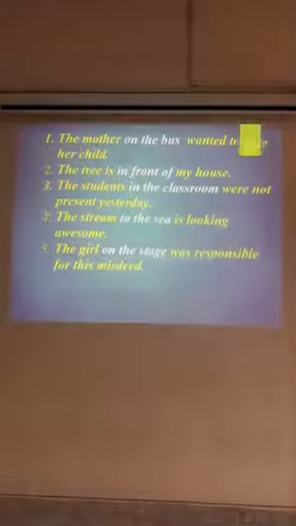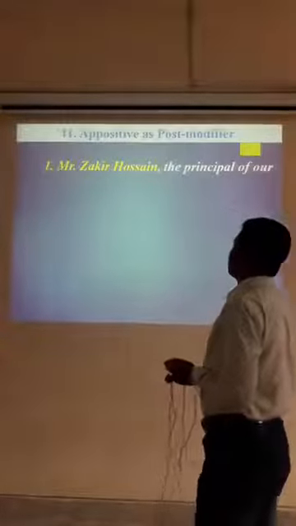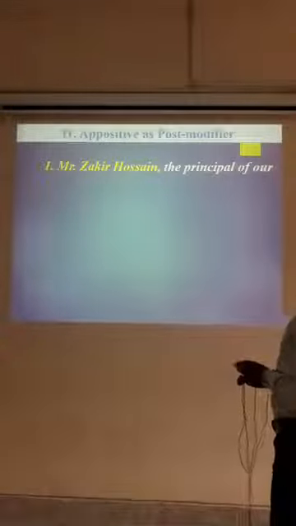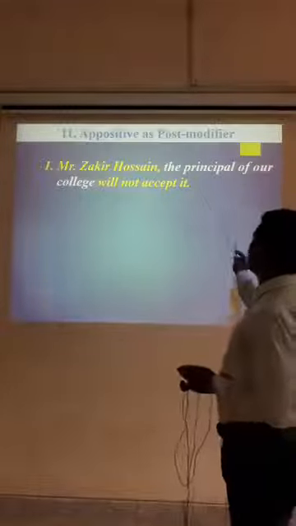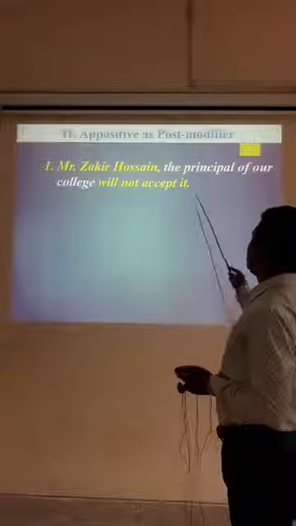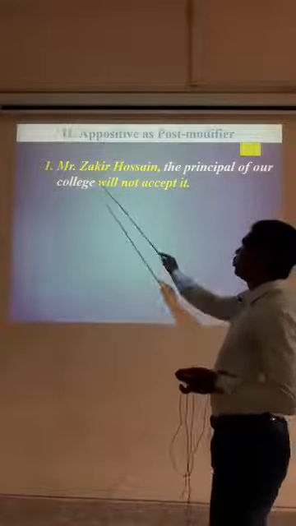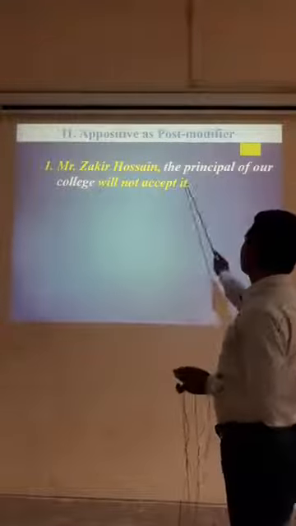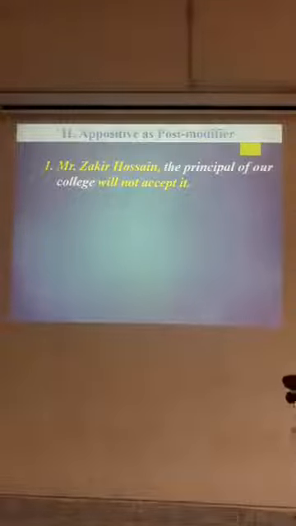Number 11, we will see appositive as post modifier. Number 1, Mr. Zakir Hussain, the principal of our college, will not accept it. That means the principal of our college says something about Mr. Zakir Hussain and is an appositive. It's an appositive of the words Mr. Zakir Hussain. So the principal of our college is an appositive used there as a post modifier.